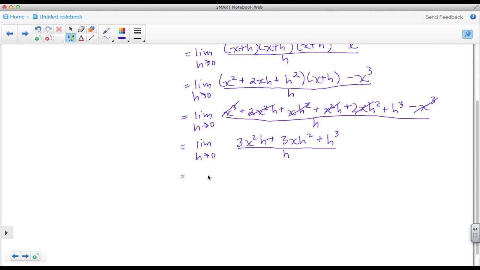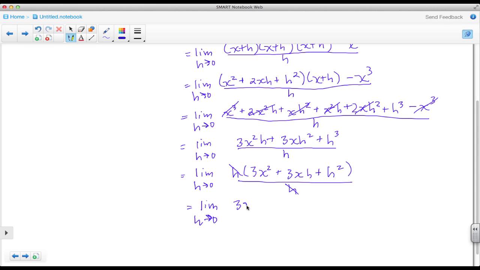Alright, so here the limit as h approaches 0. Well, I see that I have an h term that I can factor out. So let's factor out the h. So I've got 3x squared plus 3xh plus h squared, where all of this here is divided by h. As I simplify, these two h's cancel, and I'm left with the limit as h approaches 0 of 3x squared plus 3xh plus h squared.